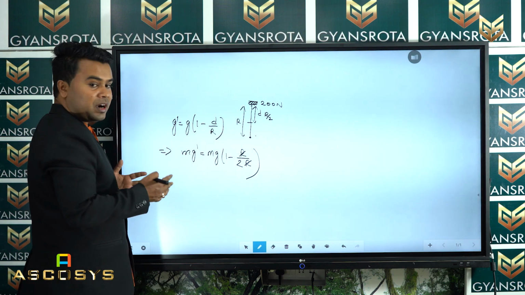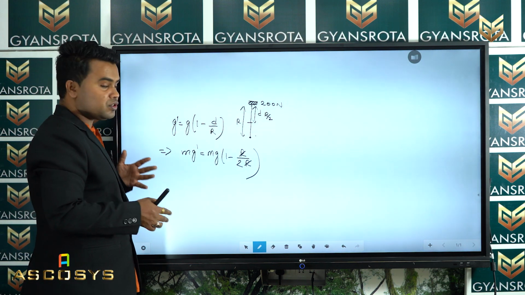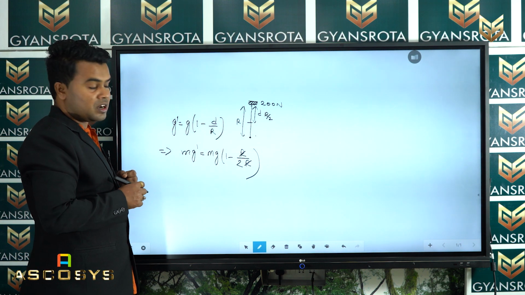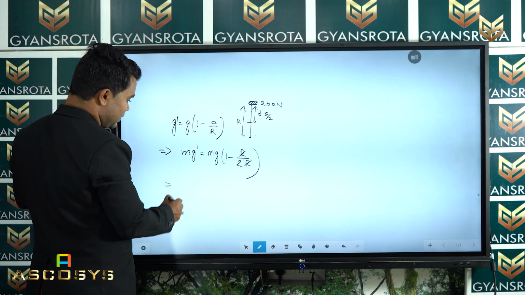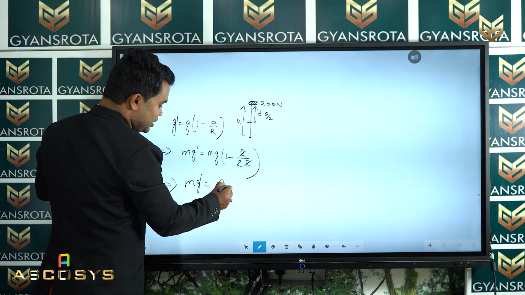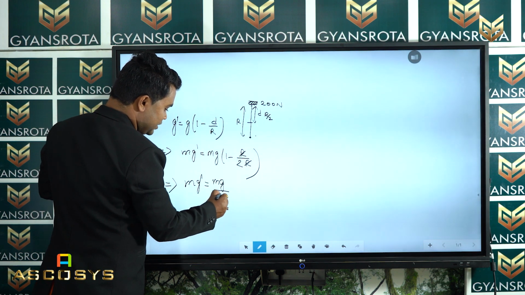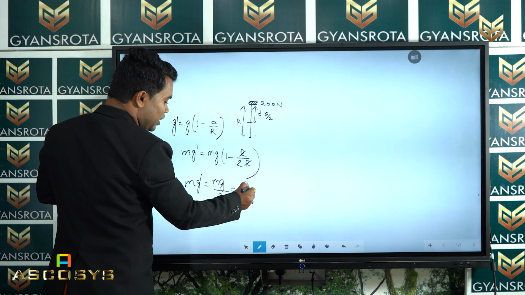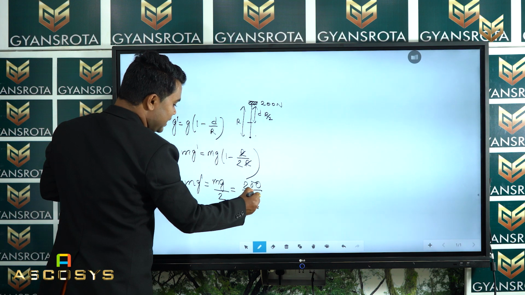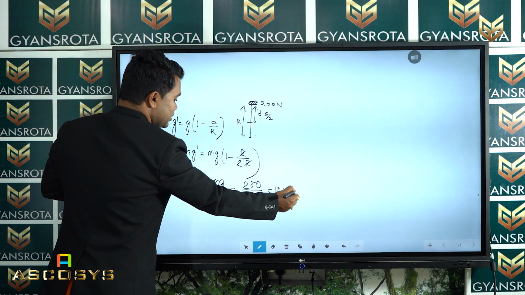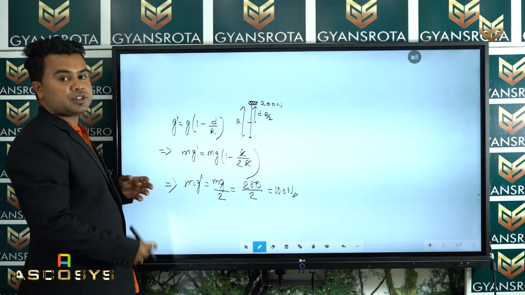So finally, what answer will you get? You will see that if you solve this one, your answer will come out to be 100 Newton. How much will be the answer? Just solve this one by yourself. mg dash can be written as mg divided by 2. So mg we already know, 200 divided by 2. Your answer will be 100 Newton. This is the final answer for question number 16.